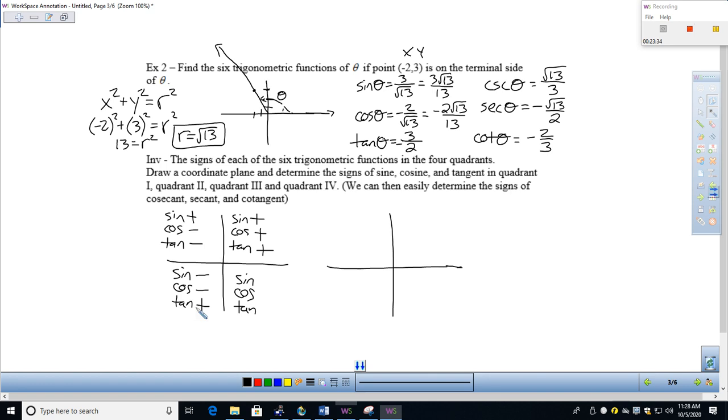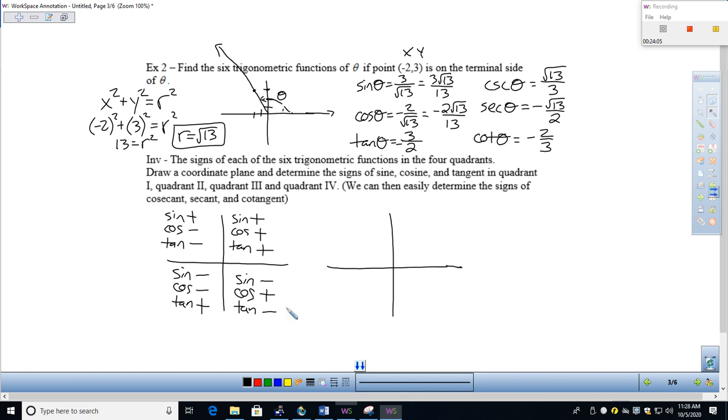Anyone 9 for 9 at this stage? Let's see if we can go 12 for 12. Sine, negative y over positive r, negative. Cosine, this is a good one. If you notice, if I'm in quadrant 4, cosine is going to be positive because I've got a positive x over a positive r. And lastly, tangent, negative y over positive x, negative.